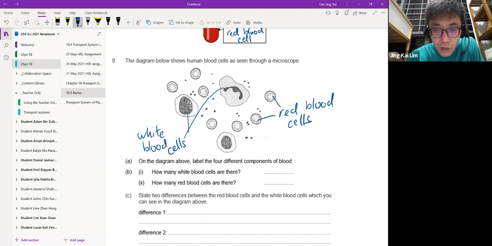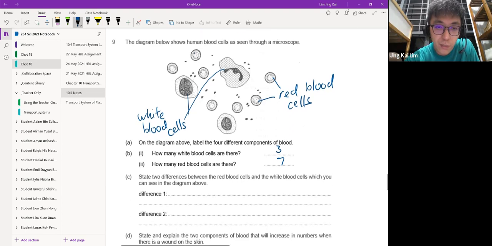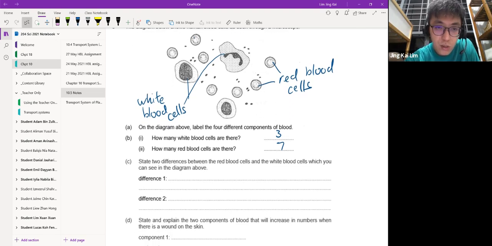So how many white blood cells are there? 1, 2, 3. There are 3 white blood cells. How many red blood cells are there? The ones that I've identified here, 1, 2, 3, 4, 5, 6, 7. There are 7 of them. Is it difficult? No. As long as you know how to look at them, you should be able to answer the question, right?